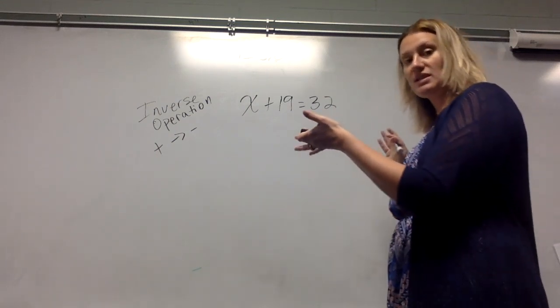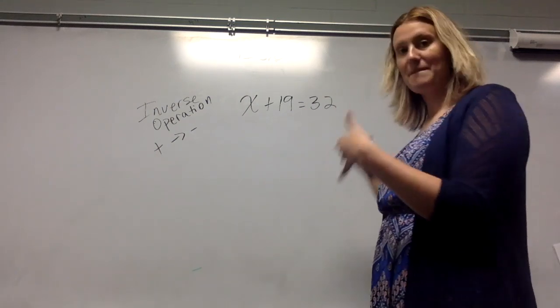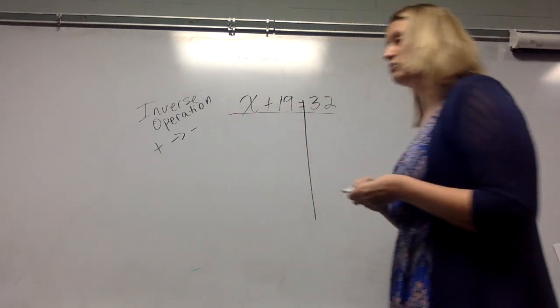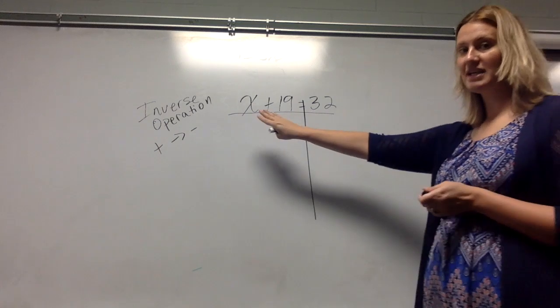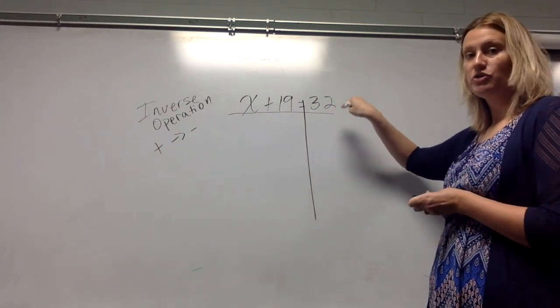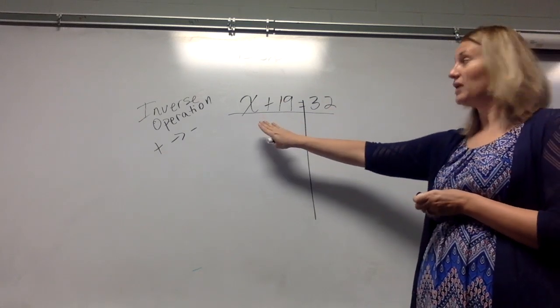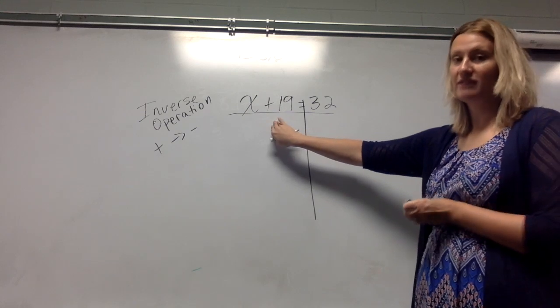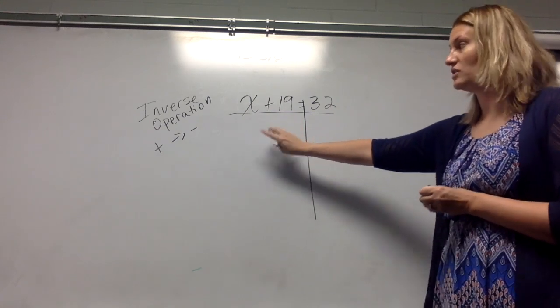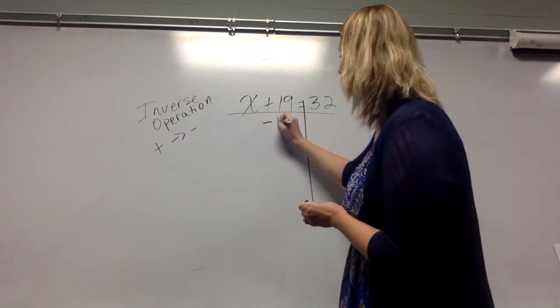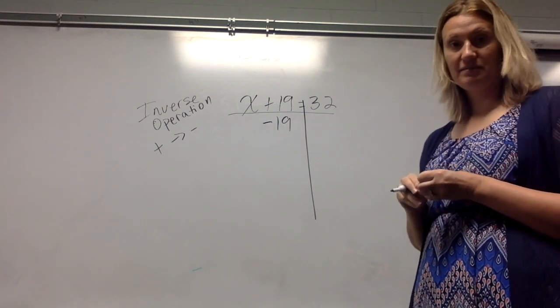So a lot of people will say that an equation is much like a balance scale, where you draw your balance scale right where that equal sign is. And on this side of the balance scale, we have x plus 19, and that is equal to 32. Now, in order to isolate the variable and get x by itself, we have to remove the addition of 19. Again, we do that using the inverse operation, which in this case is subtraction. So I will subtract 19.